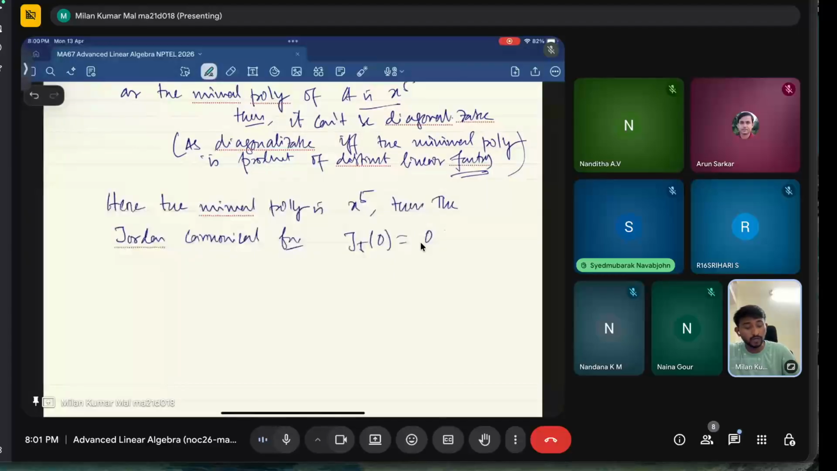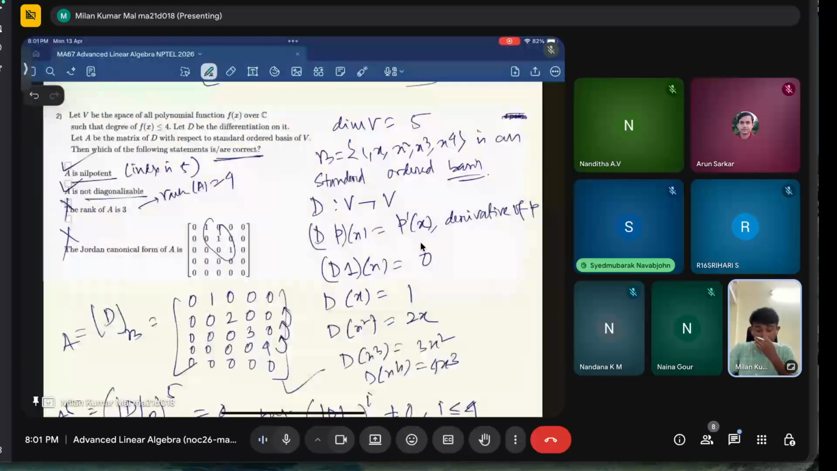This is the Jordan canonical form. This Jordan canonical form has a 3 term that is 1, but the last term is not giving 1. So that means this option is also not correct. Is this problem clear to everyone?